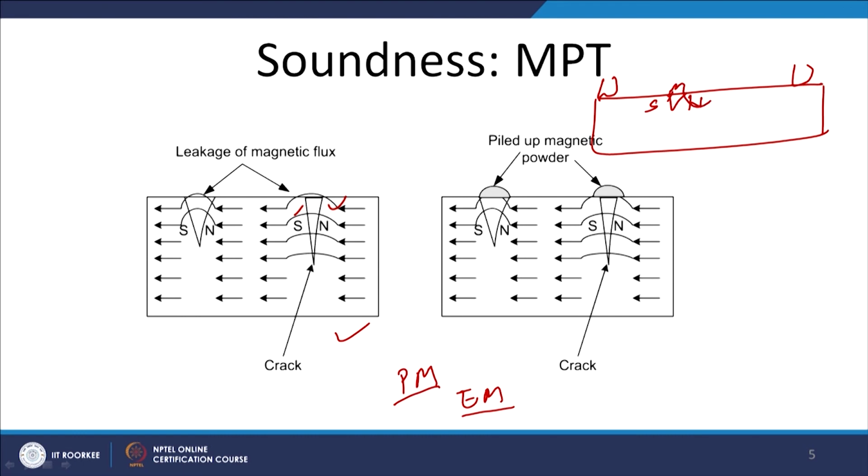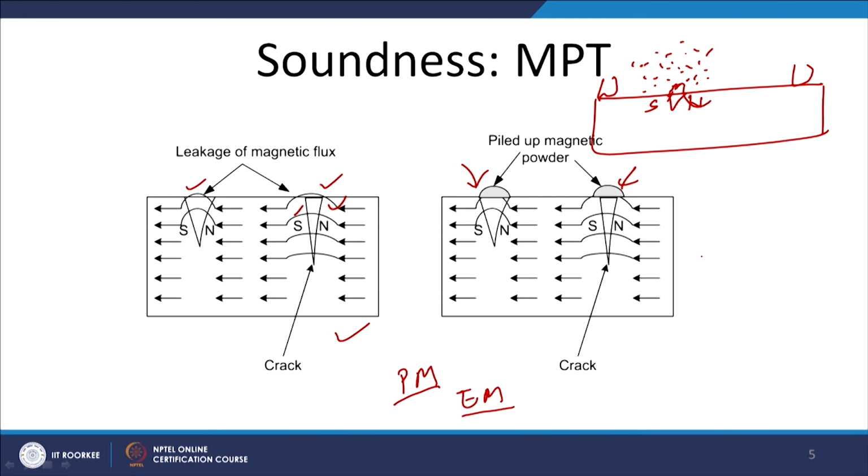After the magnetization we sprinkle the magnetic powder particles. This is spread all over the surface of the substrate or the modified surface. Wherever there is a leakage of the magnetic flux, these magnetic powder particles will be attracted towards that location and get piled up. So, after magnetization of the component having the defects, when we sprinkle the magnetic powder particles, these get piled up at the locations wherever there is leakage of the magnetic flux.